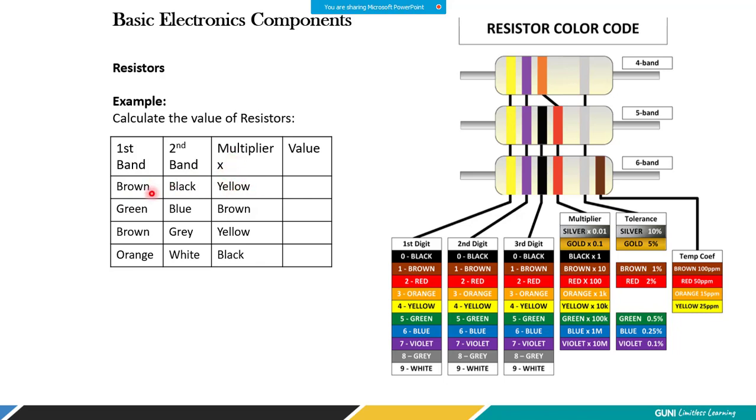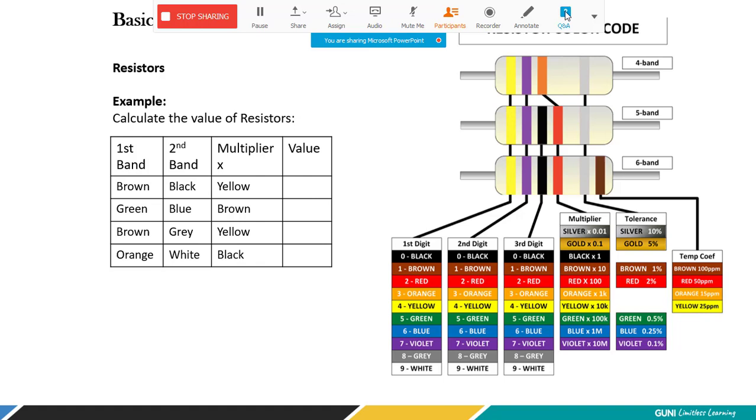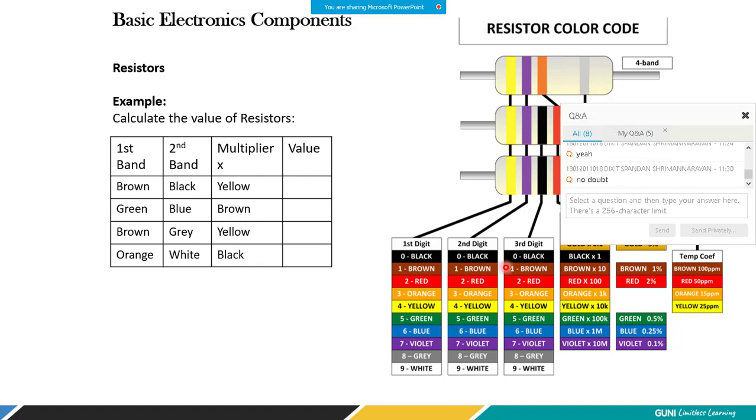So when my first is brown, what will I take? First is brown, I will pick up 1. The second one is the black. What will I pick up from here? Yes, I wish each student to write in the chat window. What should I pick up from the black, from the second digit? I wish to see whether you are listening to me or not. You should write. What should I pick here?